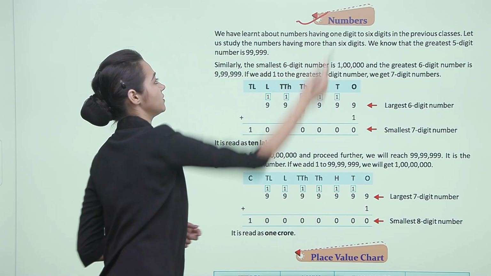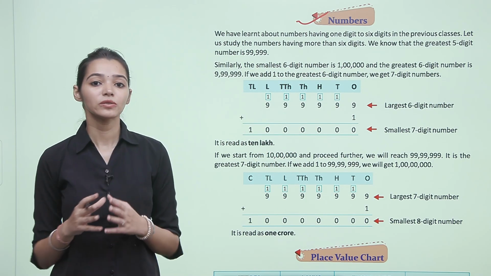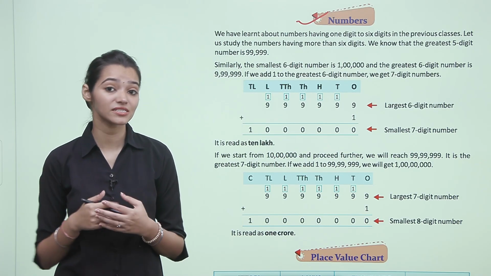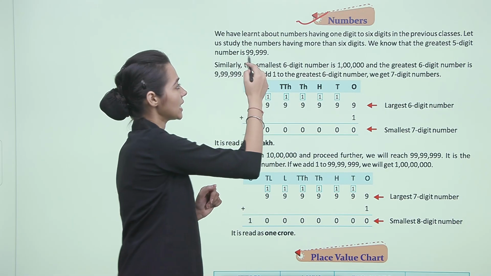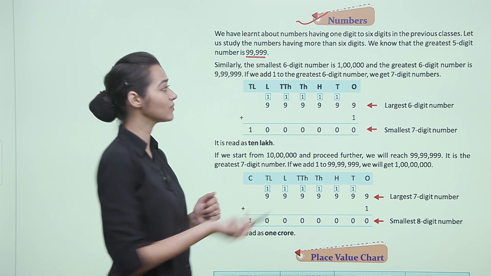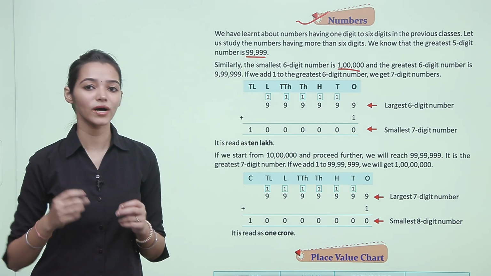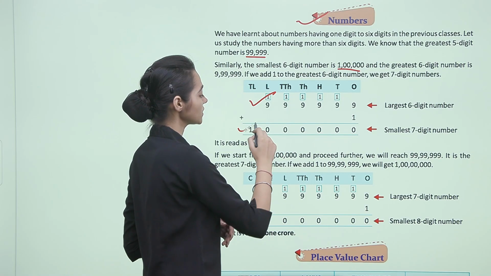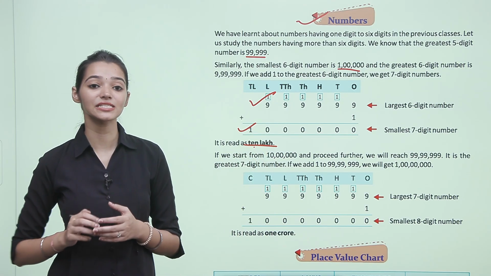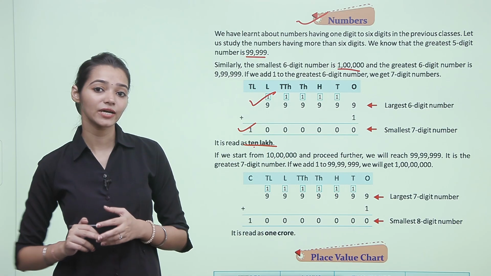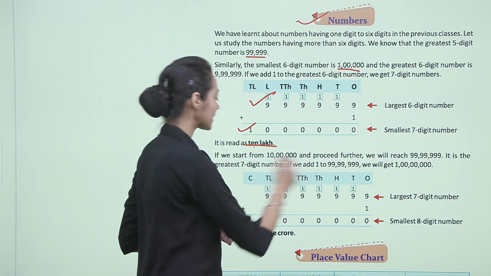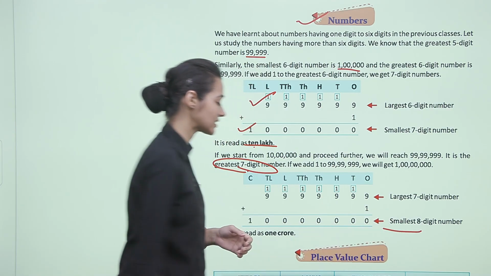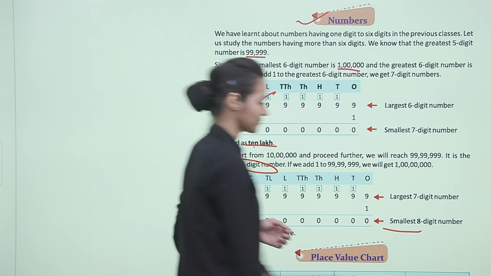Now let's start with numbers. We have learned about numbers having 1 digit to 6 digits in the previous classes. Now let's study numbers that have more than 6 digits. The greatest 5-digit number is 99,999, and the smallest 6-digit number is 1 lakh. The greatest 6-digit number, when we add 1 to it, becomes the smallest 7-digit number, that is 10 lakh. If we start reading from 10 lakh and proceed further, and we add 1 to the greatest 7-digit number, we get the smallest 8-digit number, which is read as 1 crore.